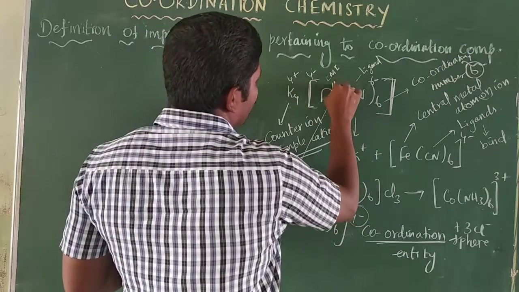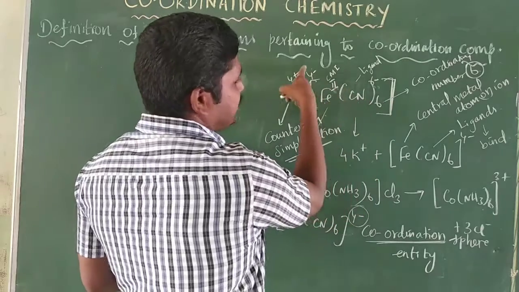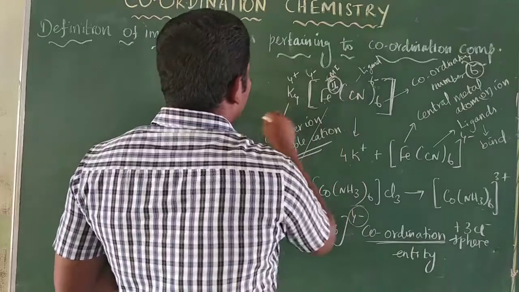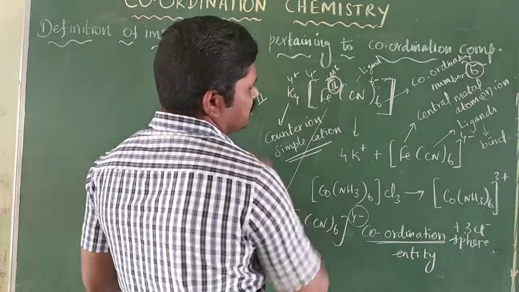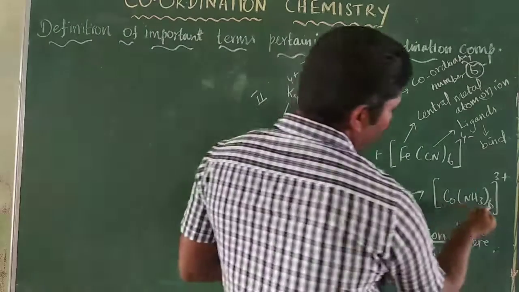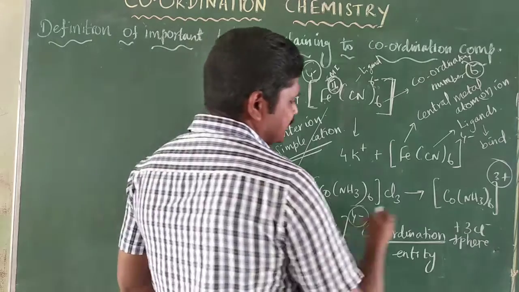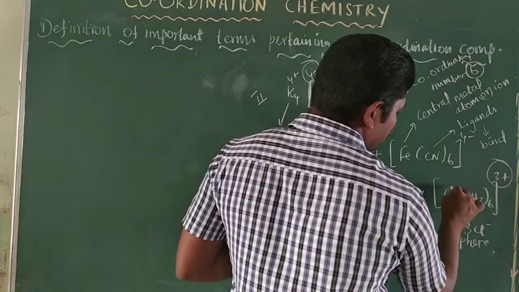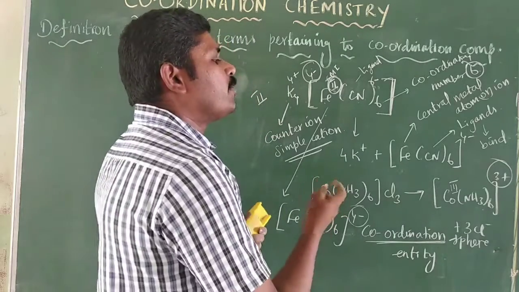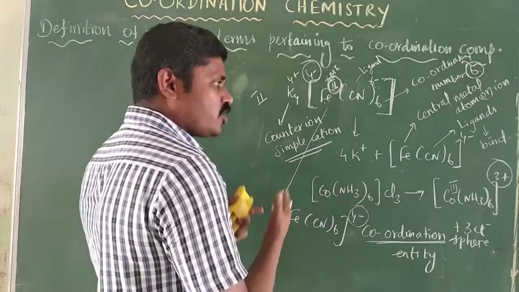So 6 minus plus 2 plus gives the remaining 4 minus. So the oxidation state of Fe is +2. The charge on this complex is 4 minus, and the charge on the other complex is plus 3. Neutral ligands are there, and positive ligands and negative ligands are also available.